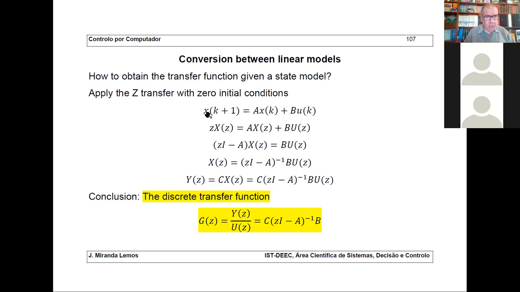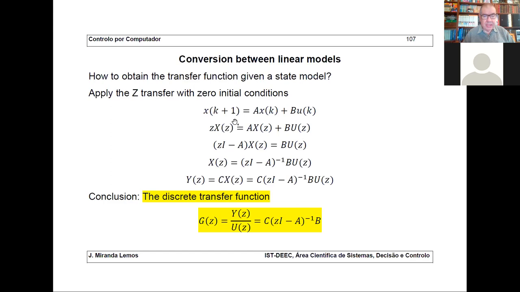So I give you a state model, x(k+1) = A x(k) + B u(k). And now I'm assuming that I also have, I didn't write it here, the output equation y(k) = C x(k). How can I obtain the transfer function, which is an input-output model? Well, apply the Z-transform with zero initial conditions, okay?